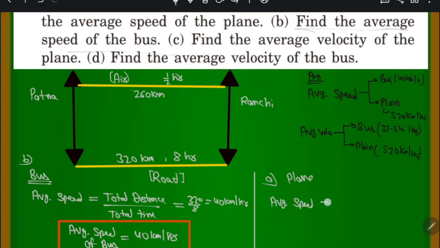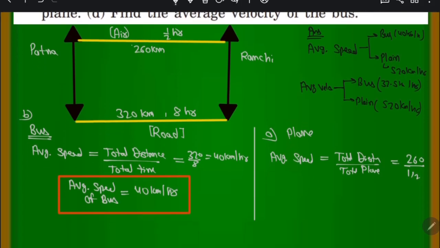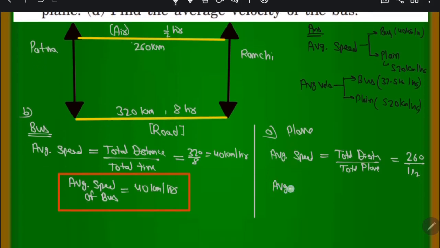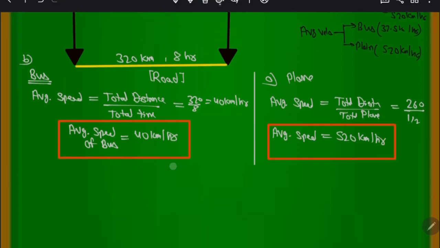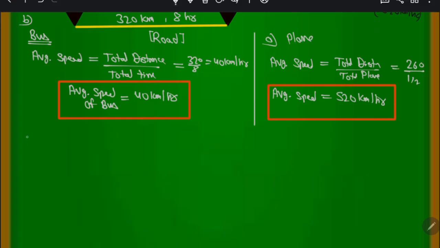Average speed is basically total distance by total time. And a plane always moves in air, so that distance is 260. Total distance upon total time, half. Means you can say the average speed comes out to be 520 kilometer per hour for a plane. Getting my point? Understand? Now shall I proceed for the C question?